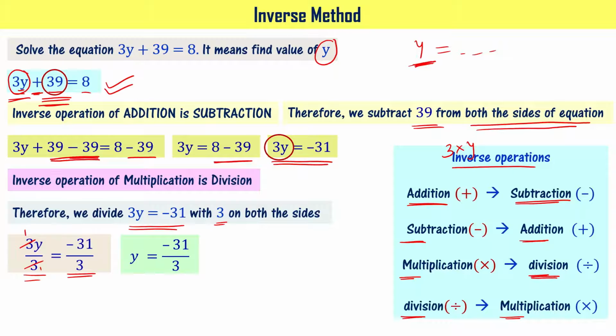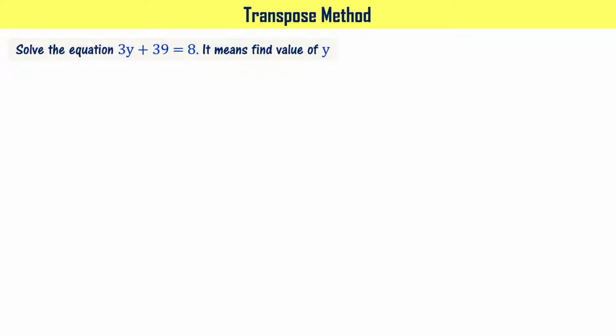Now, understood what it means by the inverse method? We make use of inverse operations to simplify the equation such that we get the value of the variable of interest. In this particular case, the variable is y. We want to solve this particular equation to get the value of y, right? For that, we made use of the inverse operations of addition and then multiplication. Got it? Now let's look at the transpose method.